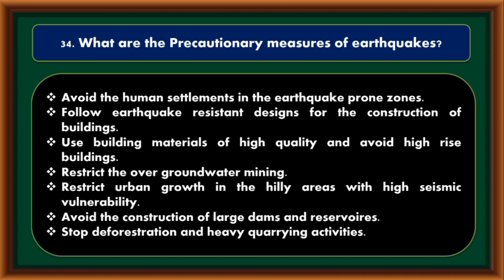Restrict the overground water mining. Restrict urban growth in the hilly areas with high seismic vulnerability. Avoid the construction of large dams and reservoirs. Stop deforestation and heavy quarrying activities. These are the precautionary measures of earthquakes.